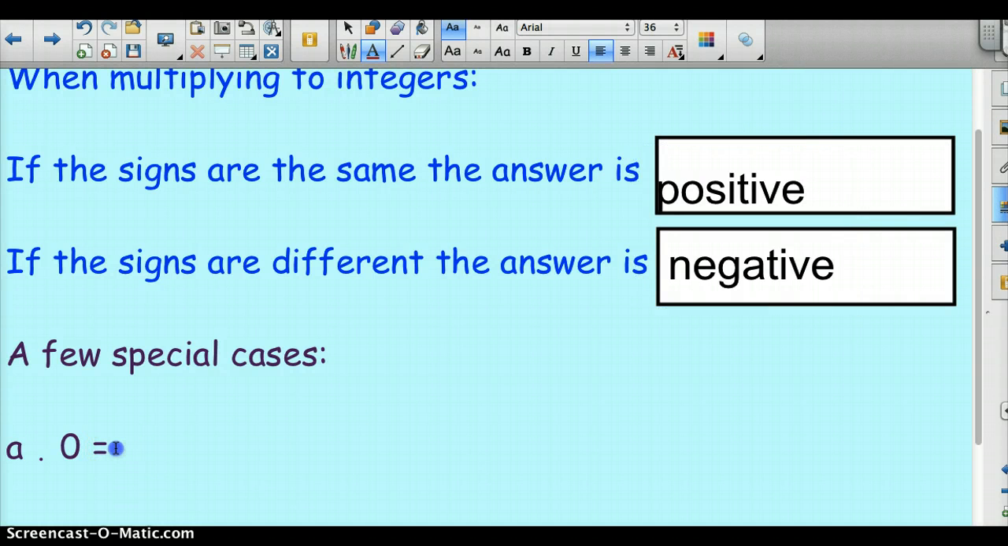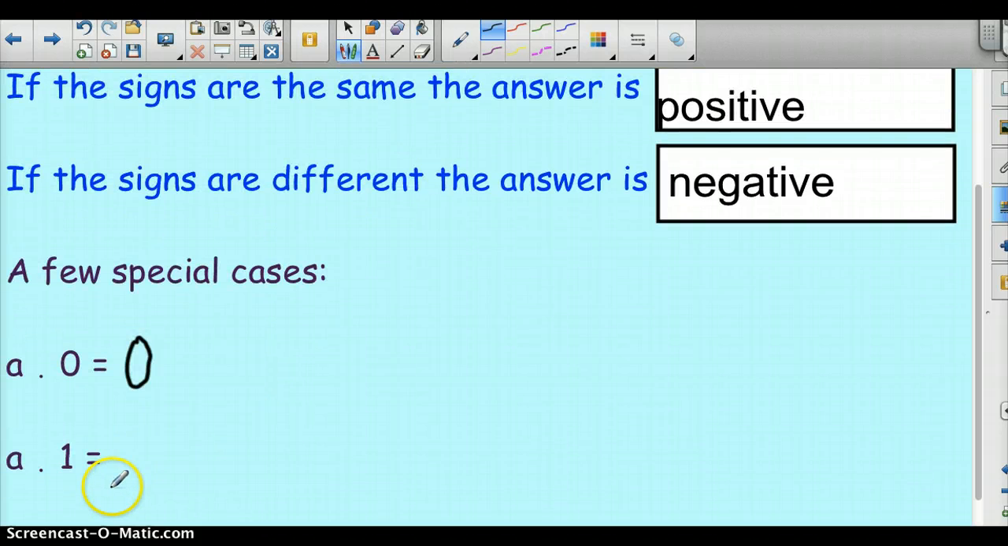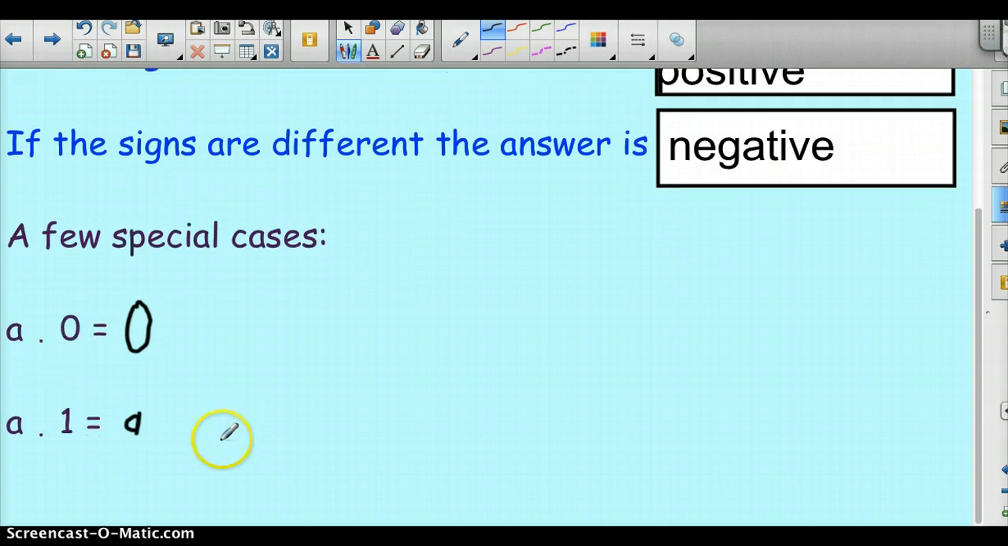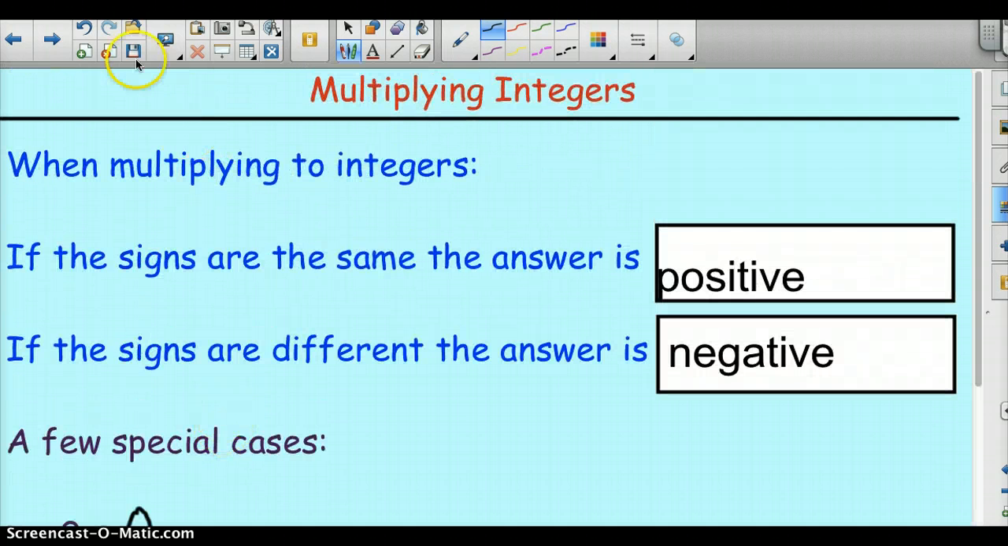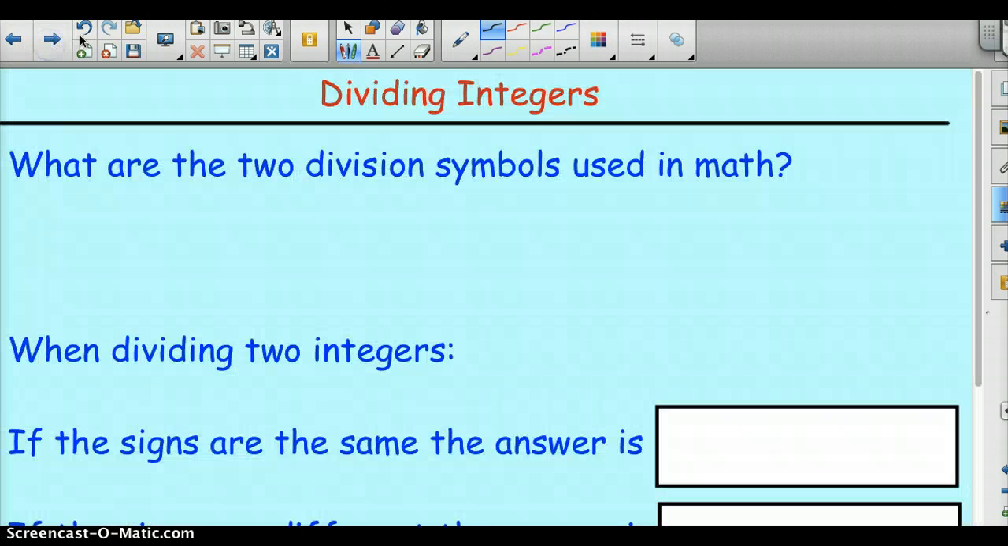A couple special cases here. Anytime you multiply times 0, anything, I don't care what it is, the result will be 0. 0 cancels out everything. Anything times 1 is that initial thing you multiplied, so a times 1 will be a. Just a couple of basic simple cases there with multiplication.